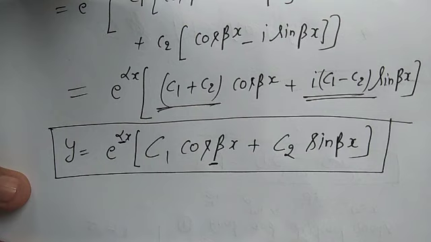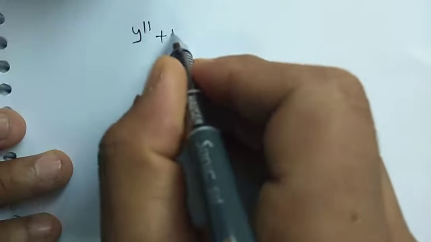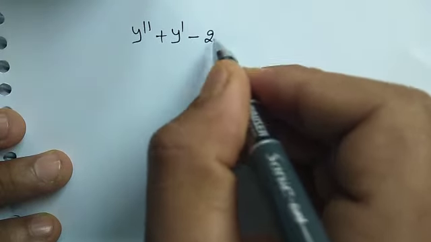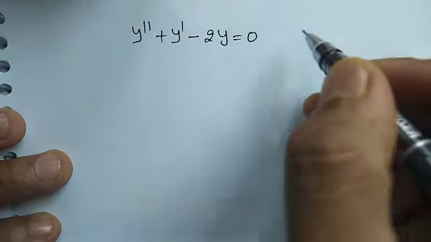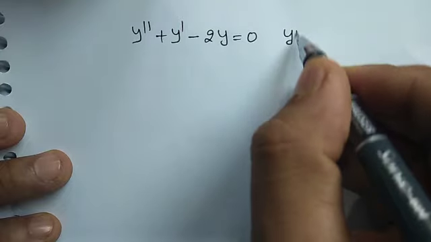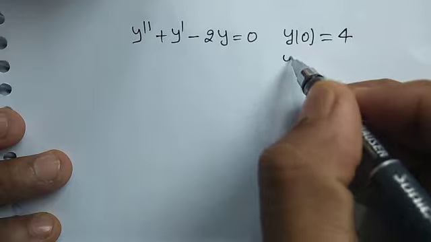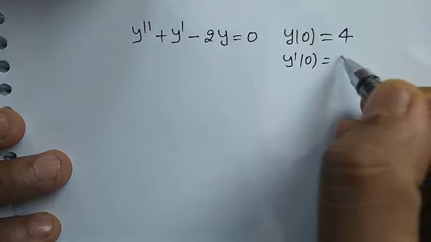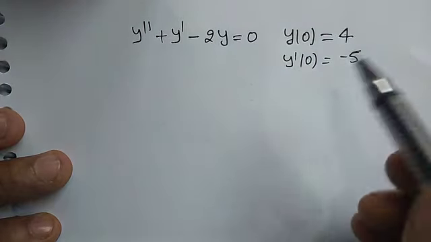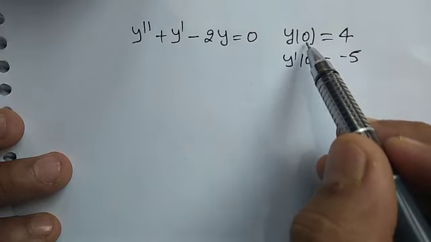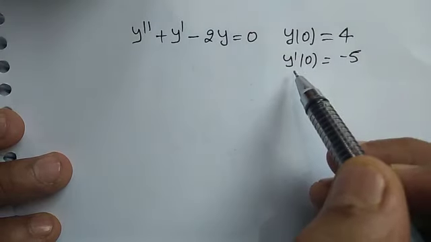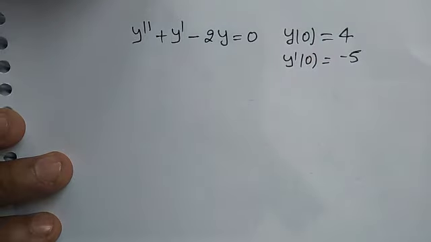Let us take a few examples. One example: y double dash plus y dash minus 2y equal to 0, and this is an initial value problem. The initial conditions given are y(0) equal to 4 and y dash (0) equal to minus 5. It means the value of y at x equal to 0 is 4, and the value of y dash at x equal to 0 is minus 5.